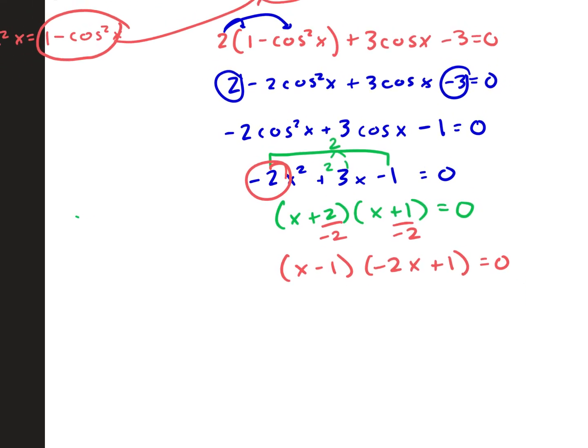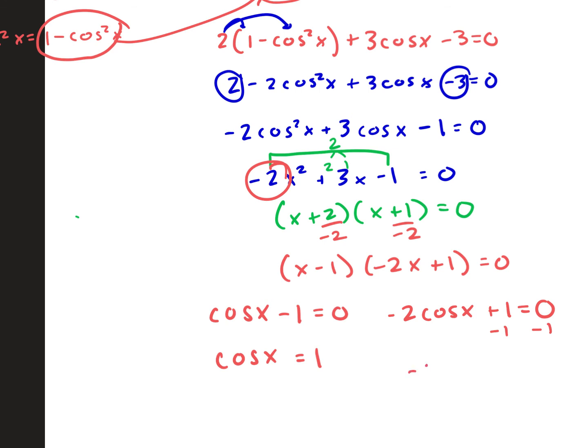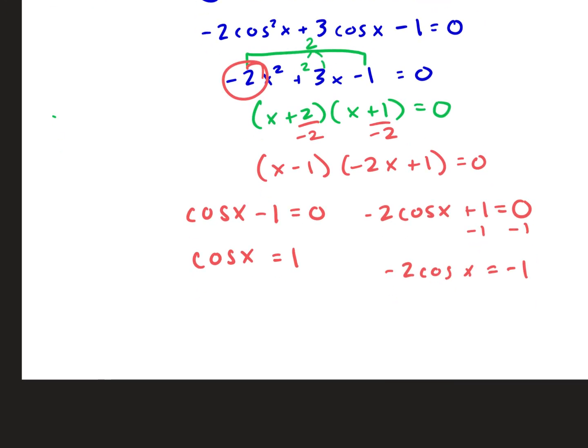So then next, I can split it up and put my cosines back in. So I have cosine minus 1 is equal to 0. And negative 2 cosine plus 1 is equal to 0. Now we want to solve for cosine. So cosine of x is equal to 1. The next one, we need to subtract 1 on both sides. So negative 2 cosine of x is equal to negative 1. Divide by negative 2, so cosine of x is equal to 1/2.